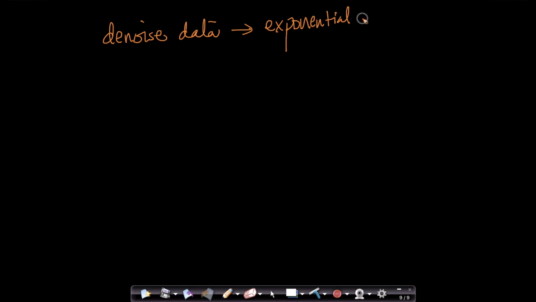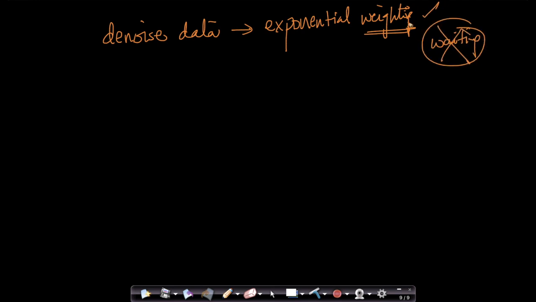Exponential weighting or exponential weighing. Weighting is the wrong word here. Weighting is this. This is weighting. This is weighing. Okay. So you can denoise this using this. So let's take this concept of denoising data using exponential weighing back to our SGD.